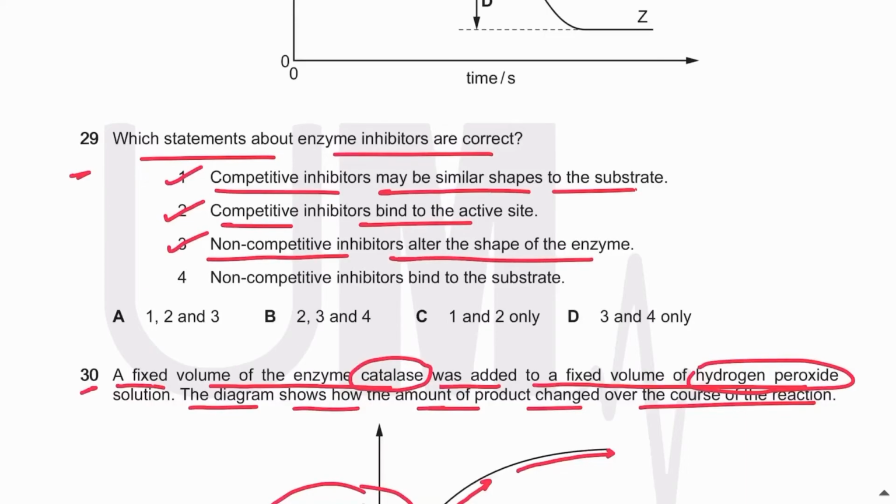Non-competitive inhibitors alter the shape of the enzyme. They do. Non-competitive inhibitors bind to the substrate. No guys, they don't bind to the substrate. Non-competitive inhibitors bind to the allosteric sites, which are sites other than the active site. So the answer is A, 1, 2 and 3.